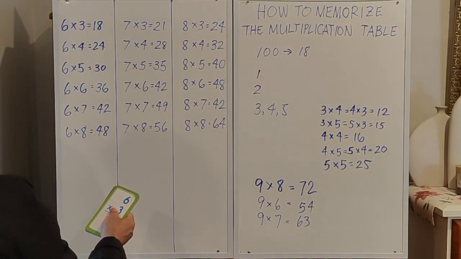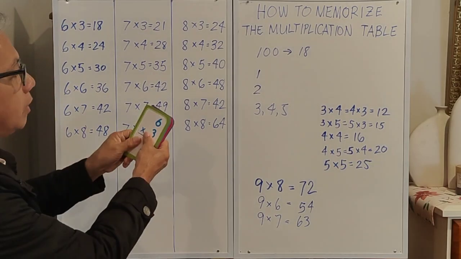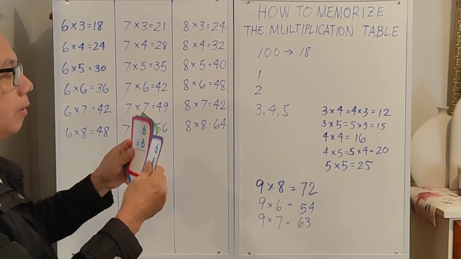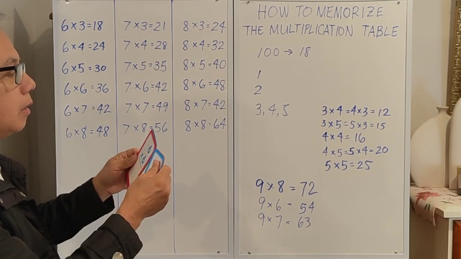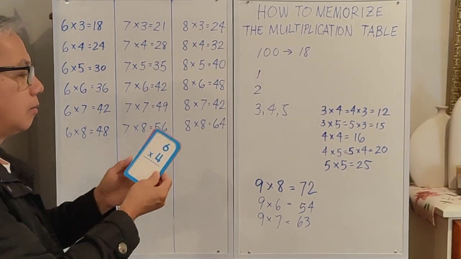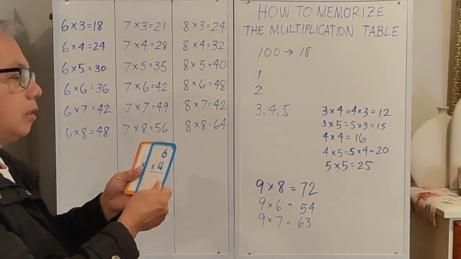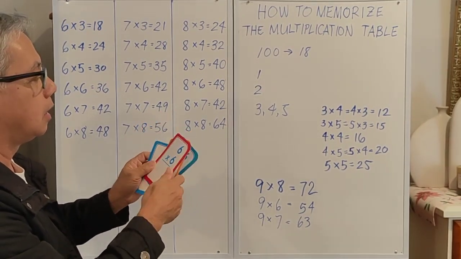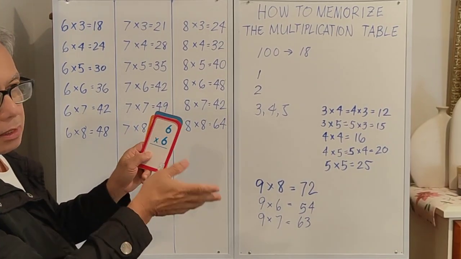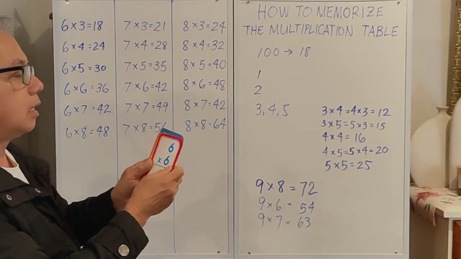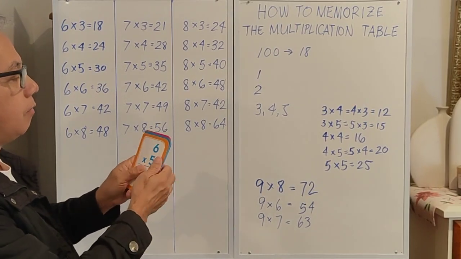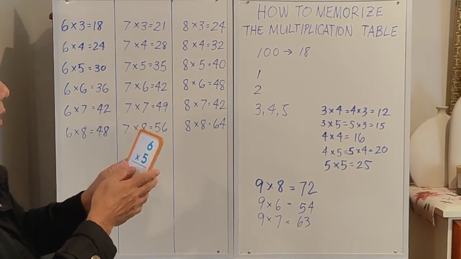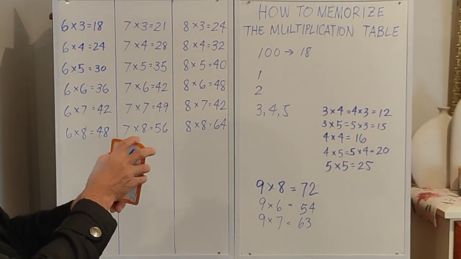So we take table 6, so we get 6 times 3 up to 6 times 8. You shuffle them, and then try to practice. So 6 times 4, I can't remember, 24. 6 times 6 is 36. Let's check. Yes, 36. 6 times 5 is 30. I'll check. It's 30. So that's how you memorize. You keep shuffling and then you keep practicing.